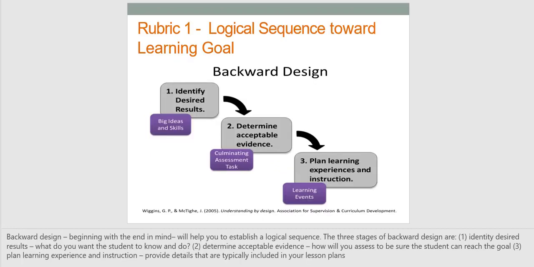Backwards design, or beginning with the end in mind, will help you establish a logical sequence for your lesson objectives. The 3 stages of backwards design are 1, identify desired results. What do you want the student to know and do? 2, determine acceptable evidence. How will you assess to be sure that the student can reach the goal? And 3, plan learning experiences and instruction. Provide the details that are typically included in your lesson plans.